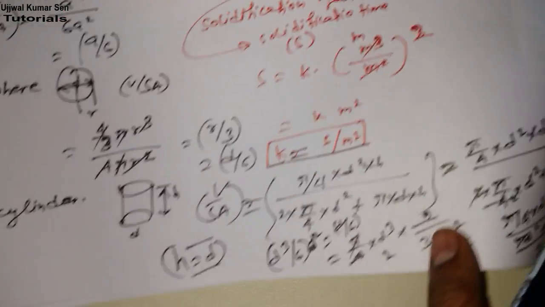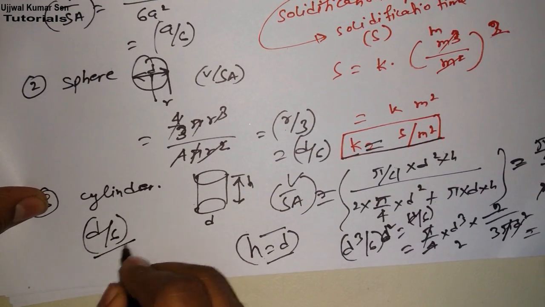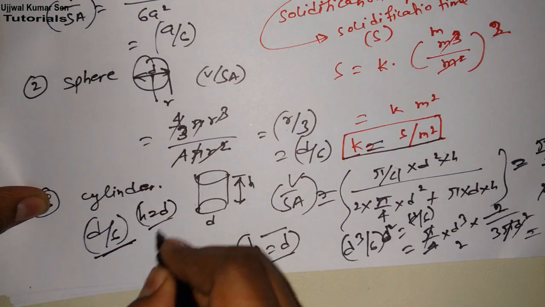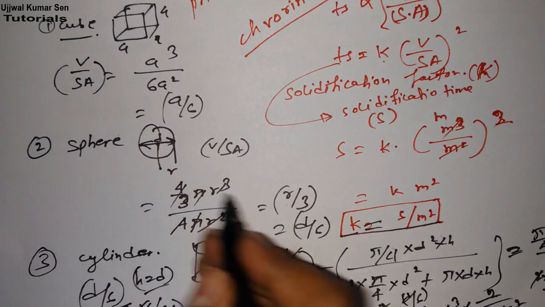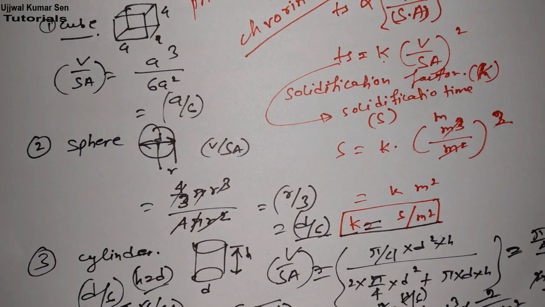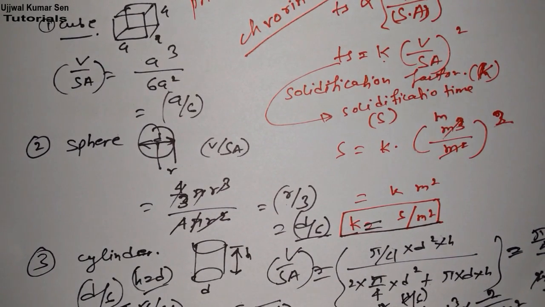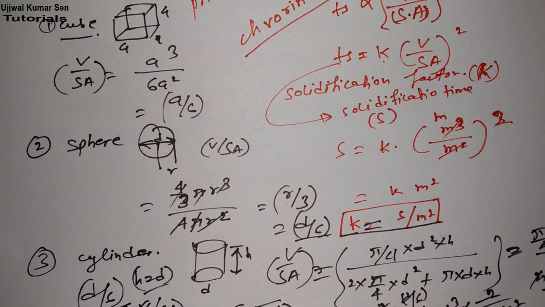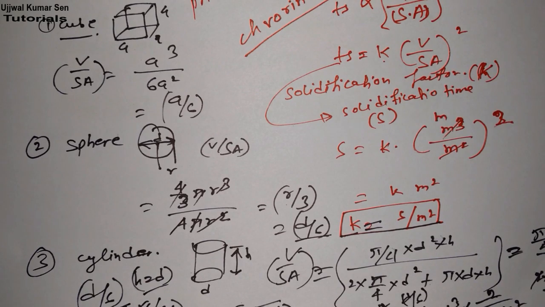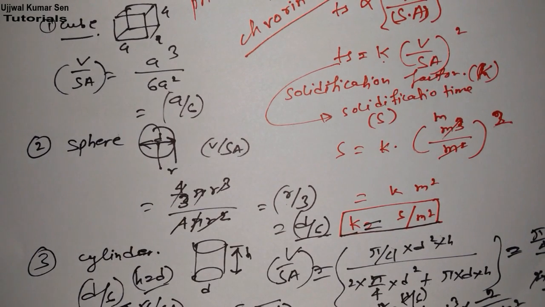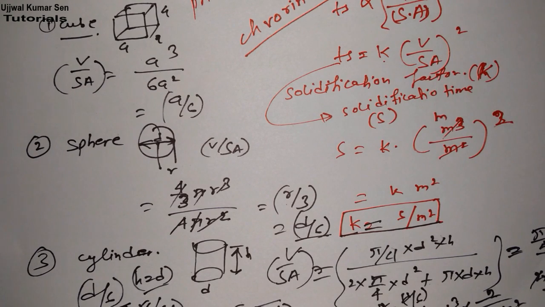So D by 6 we are getting for the cylinder if h is equal to d; its volume by surface area ratio is d by 6. Now look at the volume by surface area ratio for the sphere. That means for both sphere and cylinder it's the same. So you don't need to be confused, because it's really simple. Based on this concept, in the GATE examination they have asked a question for 2 marks.